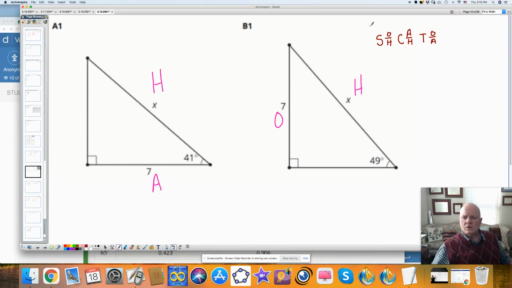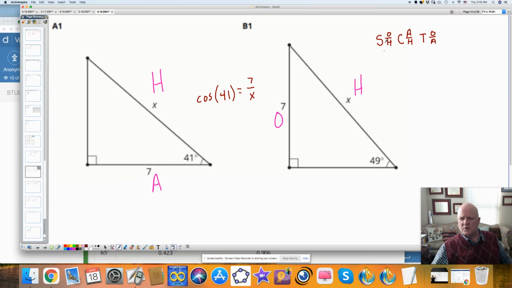Now that I've written my SOHCAHTOA, my trigonometric ratios, and I've labeled the drawing, I can choose the ratio that makes the most sense for me with that drawing. Adjacent over hypotenuse, that would be this one. So I'm going to use the cosine. Cosine of what? Of my degrees for my reference angle. Cosine of 41 is equal to the adjacent 7 divided by the hypotenuse, x.